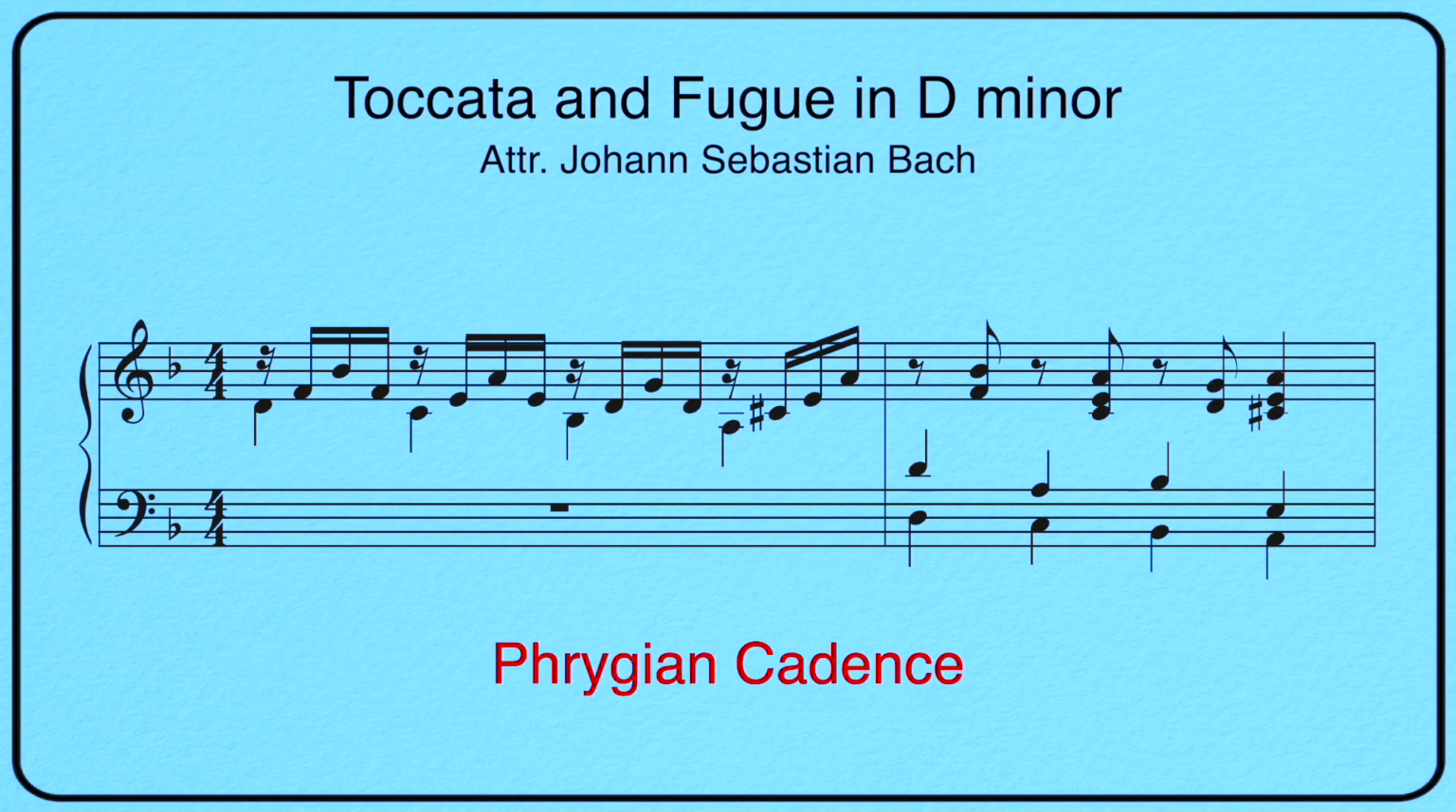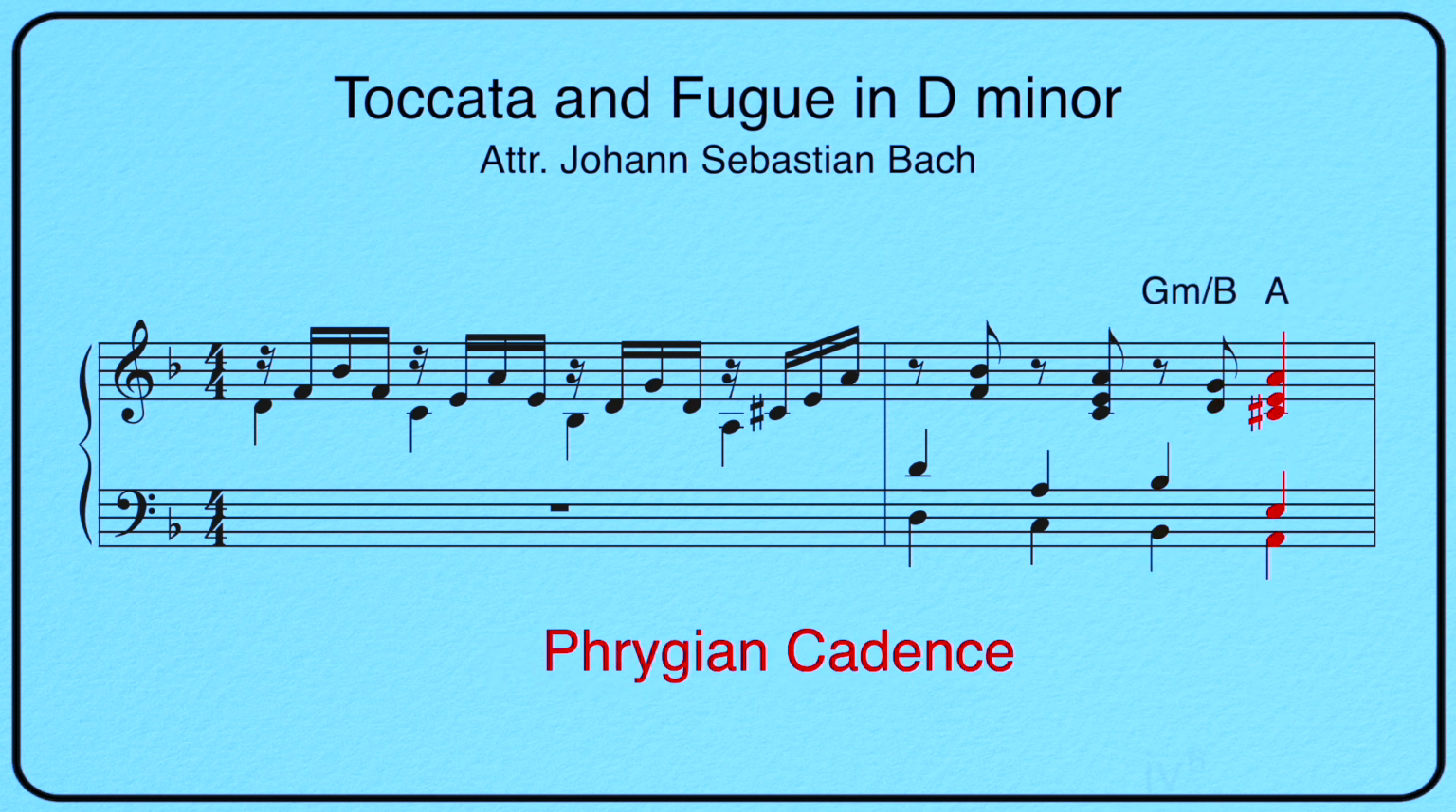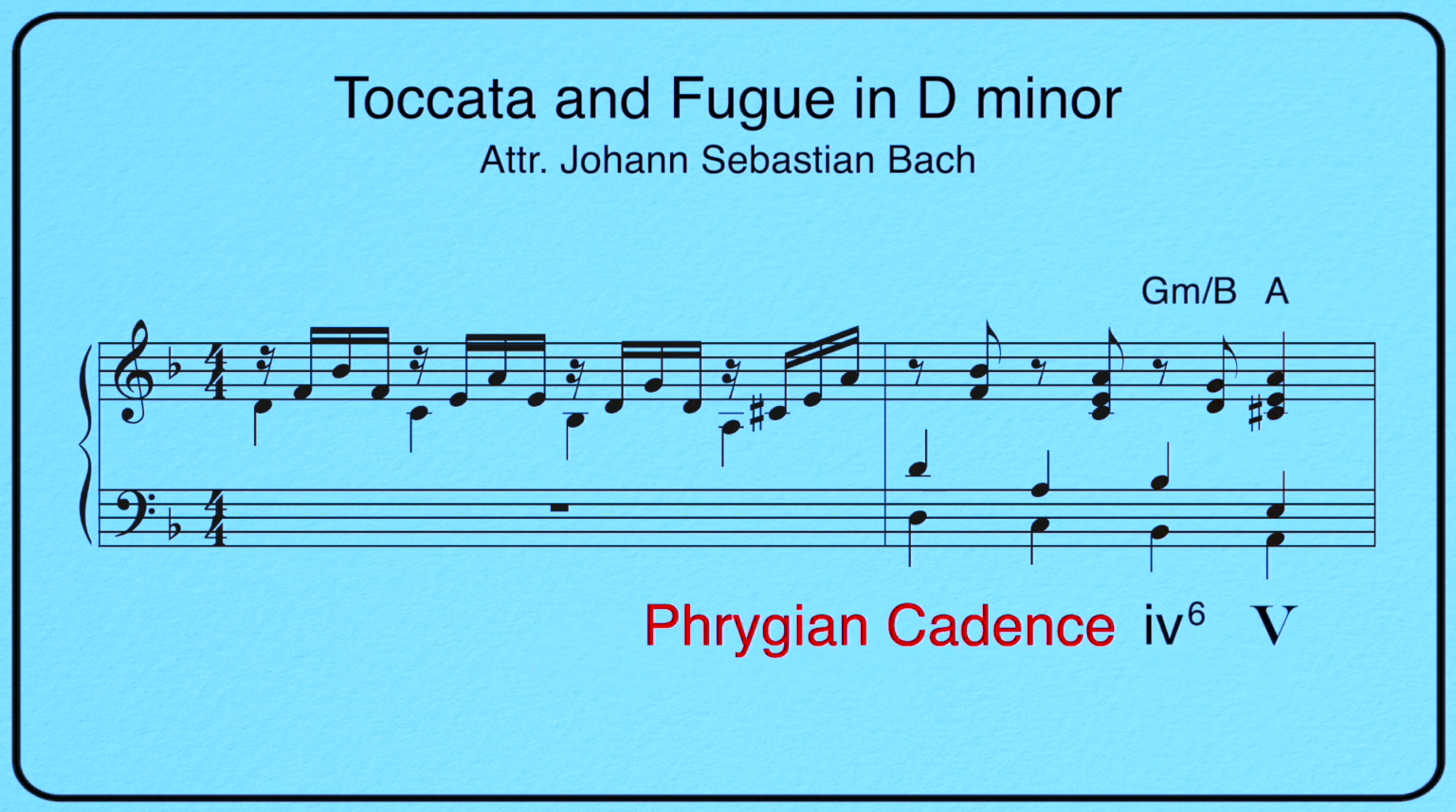We're going to start with the Phrygian cadence, and here's one of its most famous appearances. We're in D minor, and we go from a G minor chord in first inversion to A major. That's 4-6 to 5. It's called Phrygian because the bass drops a half step from scale degree 6 to 5, reminiscent of the old Phrygian mode.